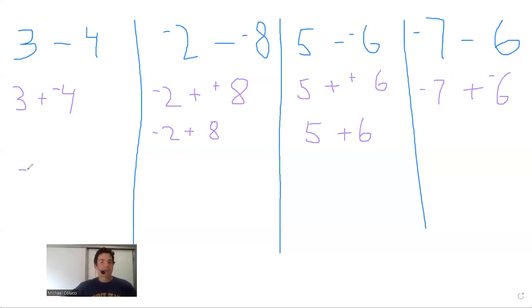Really quick, here are the answers to these. Pause the video, see if you can do these on your own, or go back and watch the other video for a refresher on addition with negative and positive numbers. And then when you have your answer, come back. Okay, you're back? Great. Here are the right answers. Negative 1, positive 6, 11, negative 13. How'd you do? I hope you did well.